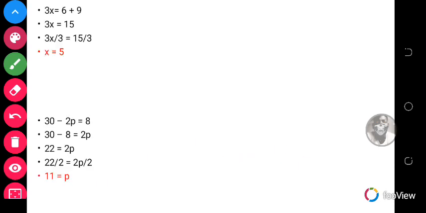Let's move on. Let's look at another example. We have 3x plus 3x is equal to 6 plus 9. You can solve this one first. So 6 plus 9 is what? 15. So now we have 3x is equal to 15.